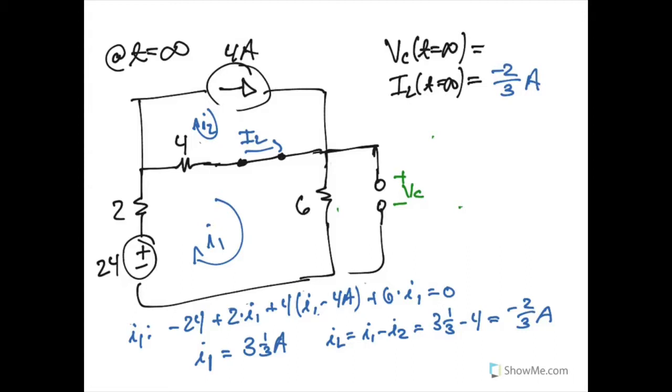Finally, for the voltage across our capacitor, we can perform simple analysis by saying the voltage across this capacitor is equal to the voltage drop across this 6 ohm resistor. And we know that that is equal to the current times 6. We already know the current that is in that branch because it's 3⅓ amps times 6 ohms, which gives us 20 volts. So our final conditions here are 20 volts for the capacitor and negative 2/3 amps across our inductor.